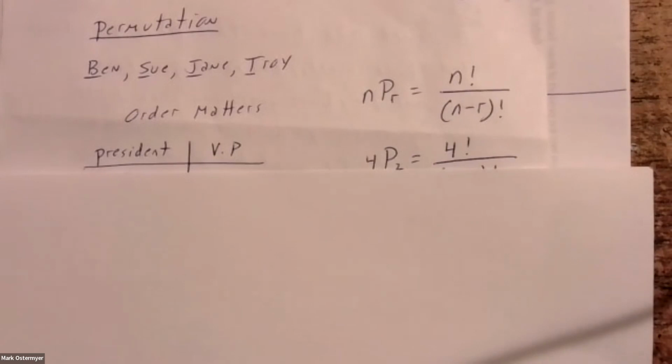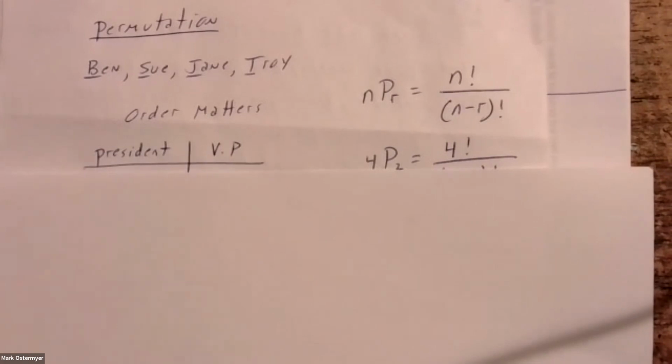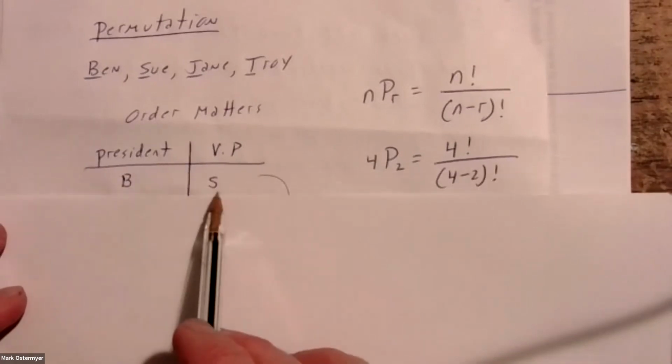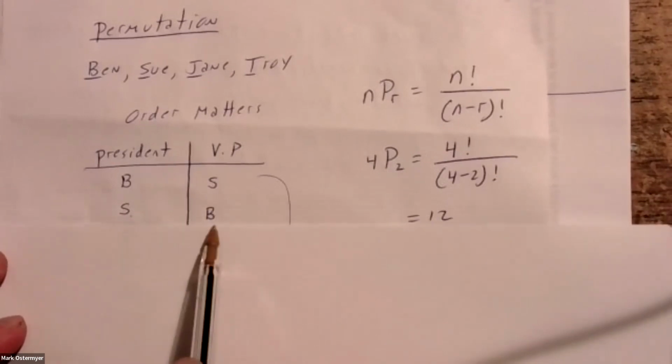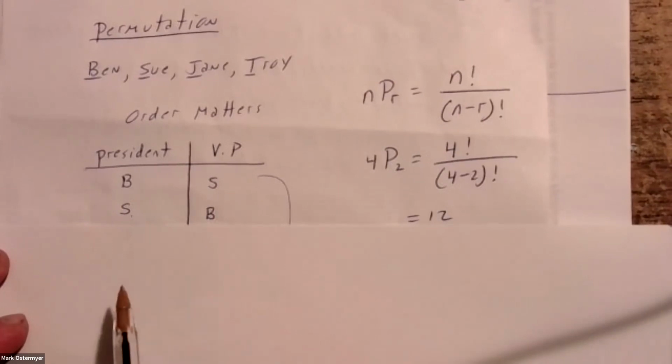Well, order does matter because, ladies and gentlemen, whether you're president or vice president can mean a huge difference in many things. Your income, do you agree? The power that you wield, whatever. Anyways, you agree I could choose Ben to be president, Sue to be vice president, or I could choose Sue to be president and Ben to be vice president. These are different now because order matters. We've got to count them.